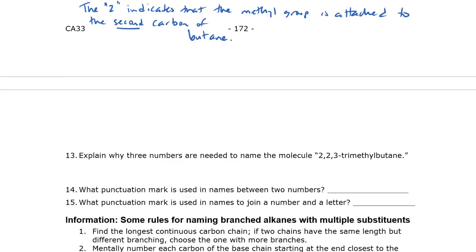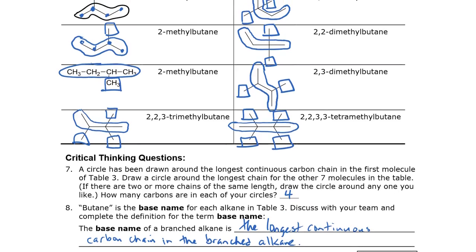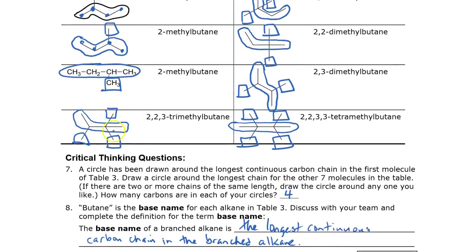Explain why 3 numbers are needed to name the molecule 2,2,3-trimethylbutane. So that would be this guy. So write a sentence that says why you need 3 numbers for that molecule. Pause now. So here's my sentence. Hopefully you were able to figure this out. 3 numbers are needed to describe the position of 3 methyl groups. So there's 3 methyl groups, 1, 2, 3, and so you need 3 numbers.